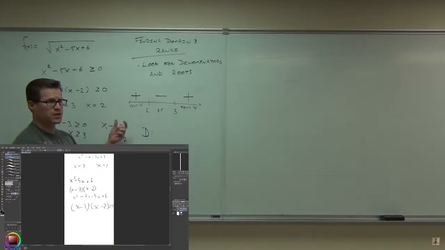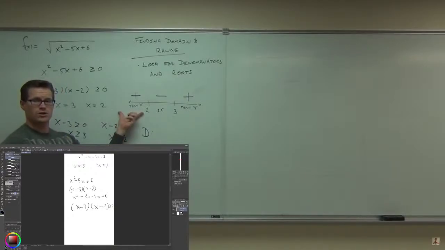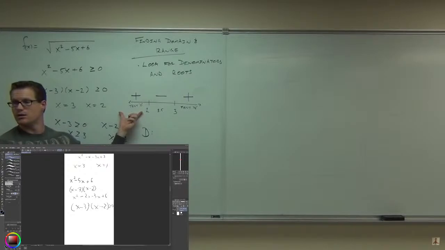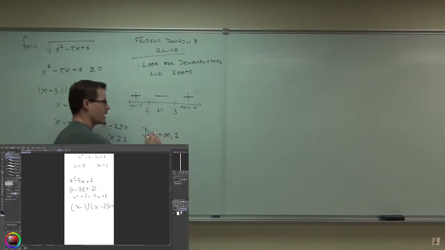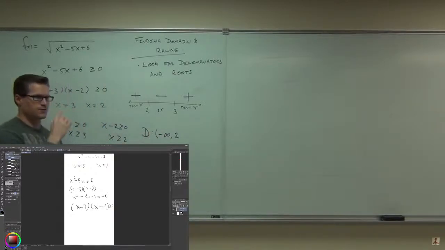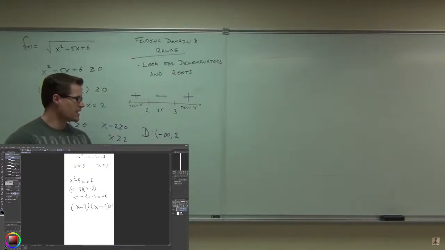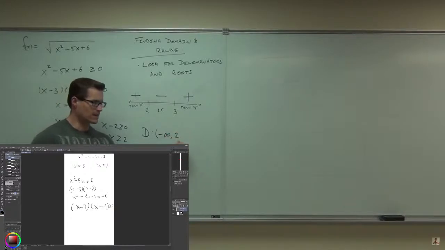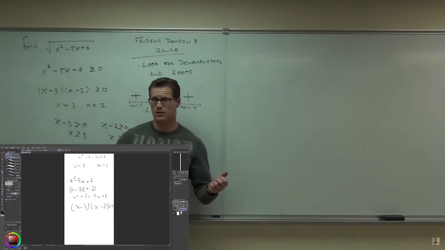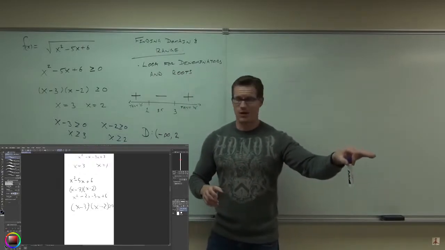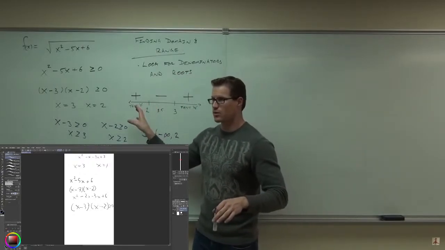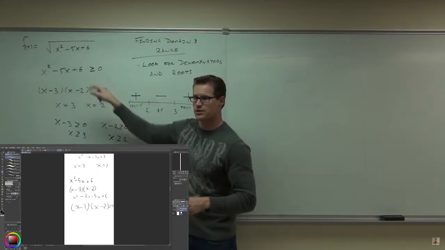Can you tell me where this interval starts? Negative infinity. Good. And where does it end? 2. So negative infinity all the way up to 2. Now, I know that's got to be a parenthesis because infinities always have parentheses. Is this a parenthesis or a bracket? Bracket. Why is it a bracket? It's equal to. Good. It's equal to 0, because if I plugged in the 2, it would give me 0, right? And that's okay for us.